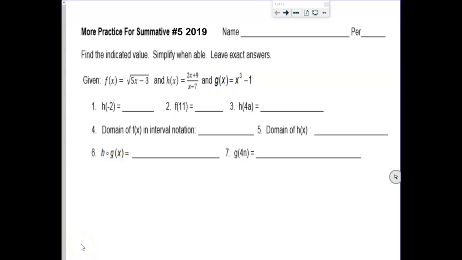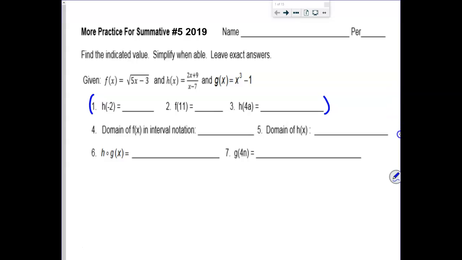So we're getting ready for our summative number 5 in the fall of 2019, and we're looking at a worksheet that is more practice for your summative. This first set of questions is really good practice for your summative, with the exception of the composition or the evaluation questions. These are not on your summative, so I'm going to skip those, but you're going to do them on your own. Let's talk about domain, though.